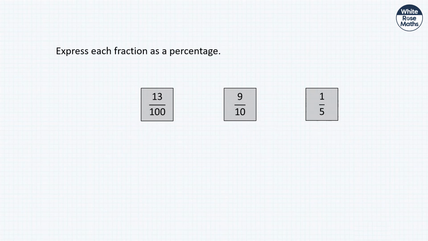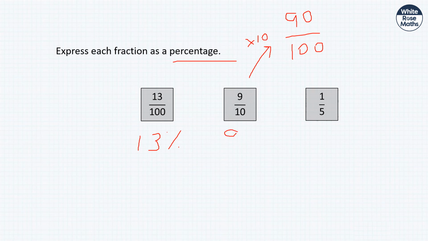Okay, express each fraction as a percentage. So this first one here is nice and easy. That'll be 13%, because it's out of 100. This one, I'm going to write it out of 100 to make it a bit easier by multiplying top and bottom by 10. So I get 90 hundredths. Okay, so multiply top and bottom by 10, which is equal to 90%.